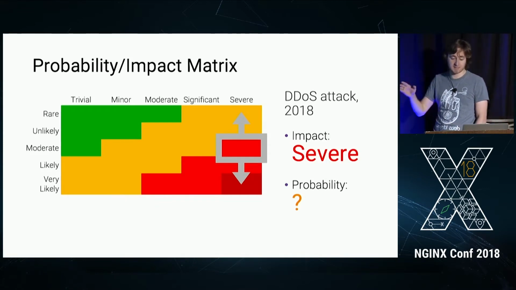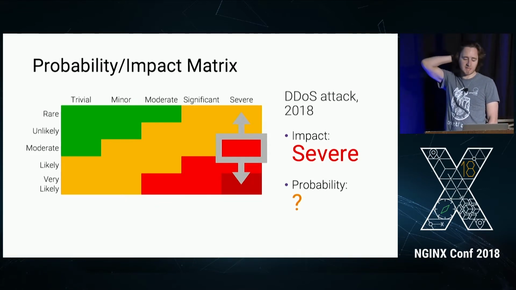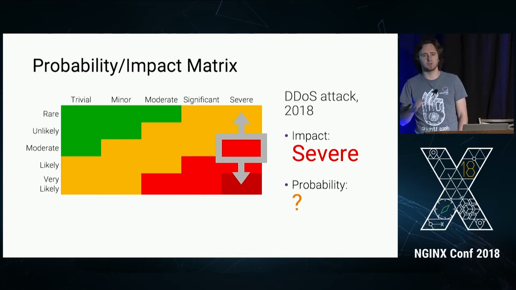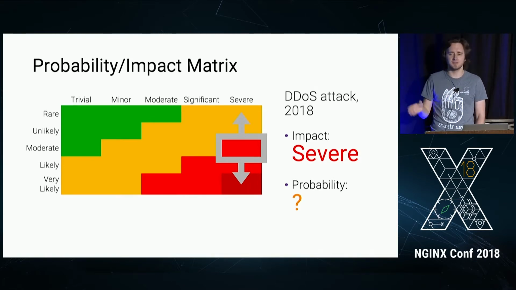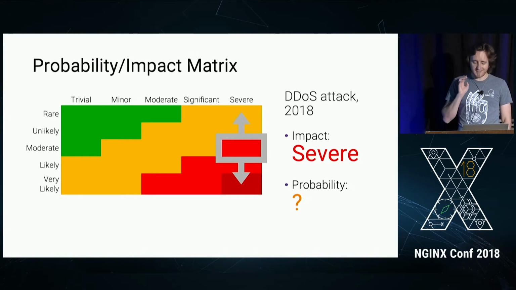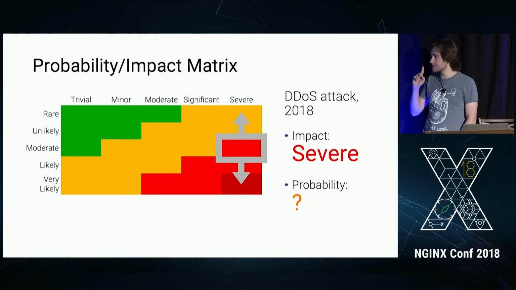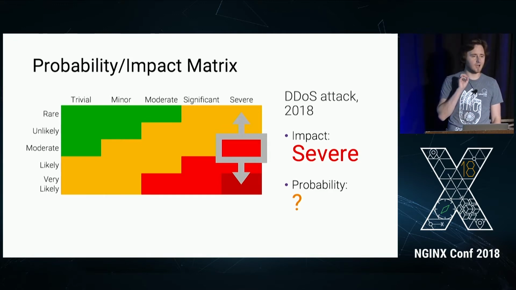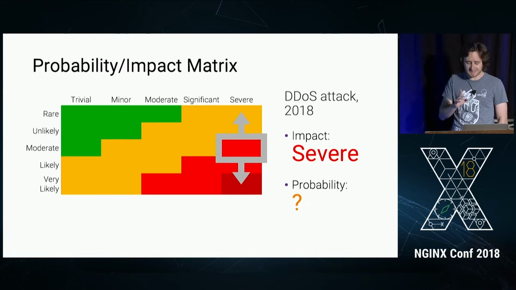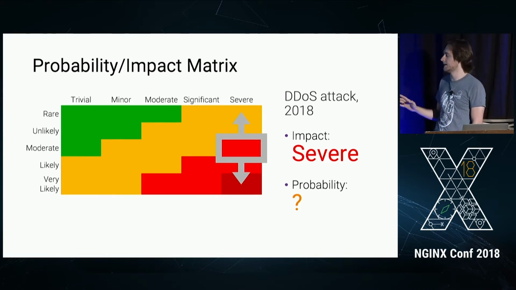A DDoS attack for an average internet resource is something which is totally dangerous because it might require you to change ISP, relocate to a different cloud or different data center and stuff. But for an average internet resource, it's sort of unlikely to happen. However, there are cases when a DDoS attack becomes much more likely to happen.